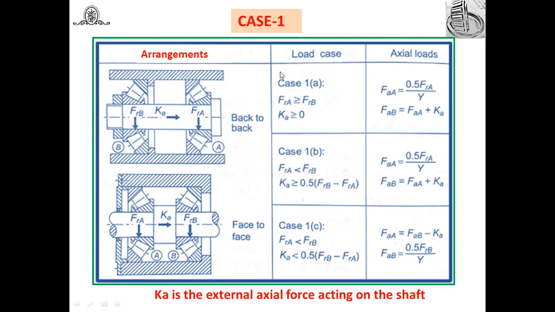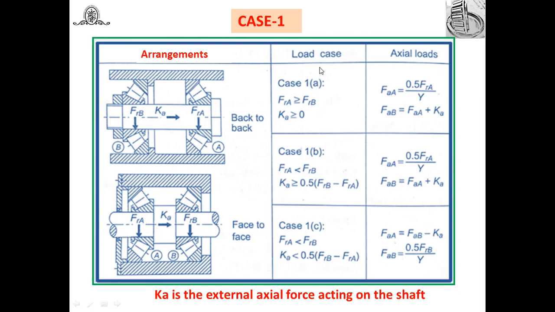Then case 2, which is a subpart of case 1. In this case, you will find if FRA is less than FRB and K is greater than 0.5 times (FRB minus FRA), that time we use the same equation. Look at this, these equations are the same, there is no change. You only have to check whether K is greater than 0.5 (FRB minus FRA) or K is greater than 0. Here FRA is less than FRB, whereas there FRA is greater than FRB. By putting in the values of radial load and K, you can decide which equation to use.